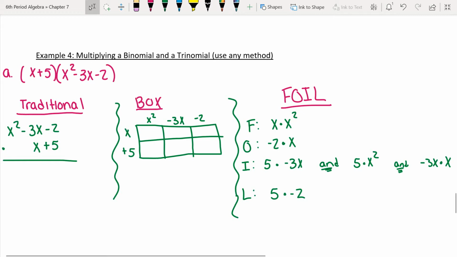So let me just talk about the setup of the problems, and then I'll have you pause the video and you can try. Pick whatever method. Pick one method and do it. Traditional. Now, think of this when you don't have an equal number of terms.